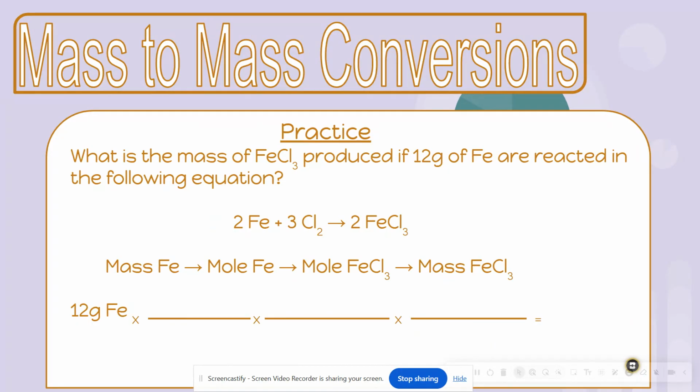Alright, let's give this a try. So what is the mass of FeCl3 produced if 12 grams of Fe are reacted in the following equation? So we have our balanced equation. I have it set up. Mass of iron to moles of iron to moles of iron chloride to mass of iron chloride. My given is out front of 12 grams. Okay, I am going to fill in my grams of iron on bottom.